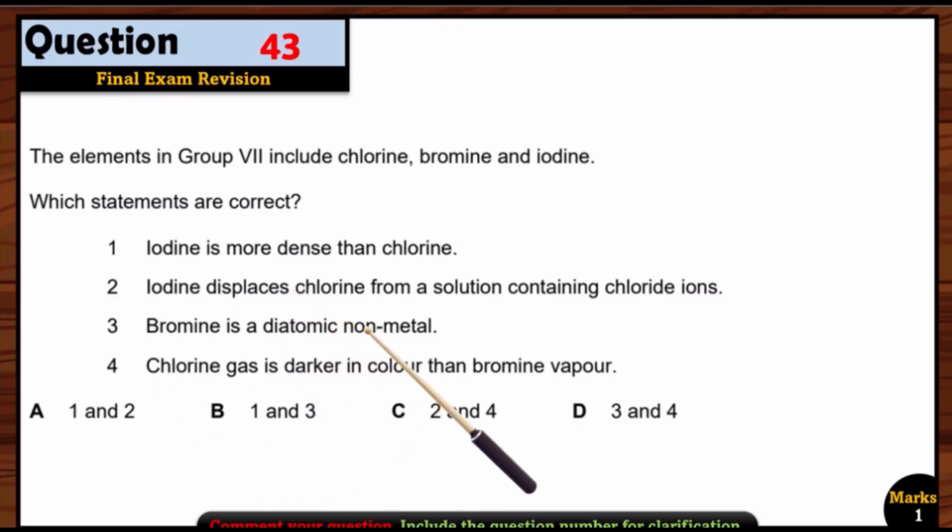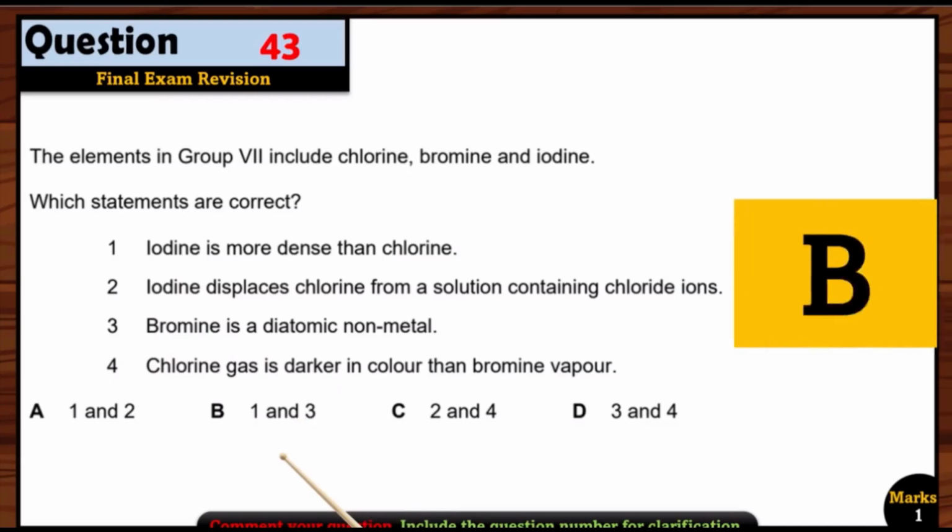Third, bromine is a diatomic non-metal. Yes, that's right. All group 7 elements are diatomic in nature. Fourth, chlorine gas is darker in color than bromine vapor. That's wrong, because bromine vapors have a purple color. Bromine is a liquid at room temperature, but when it vaporizes, it gives a purple color, whereas chlorine gas has a green color. So green is a lighter color as compared to the purple one. So that's why option 4 is also wrong. So we are just left with options 1 and 3, that is B. So option B is correct.